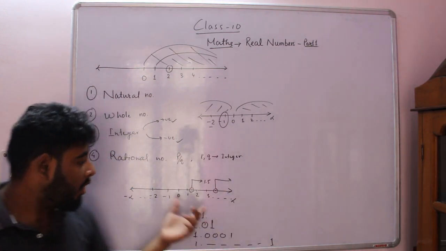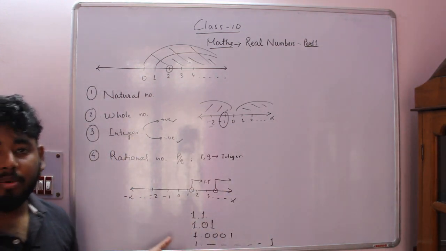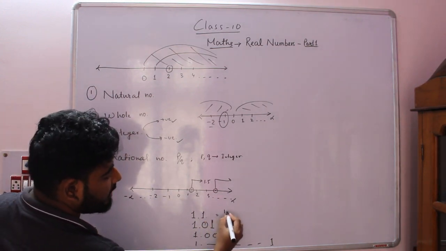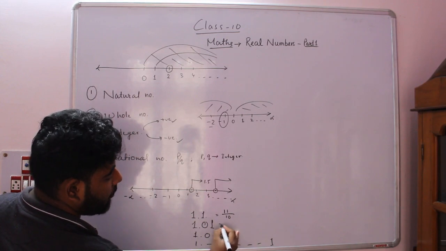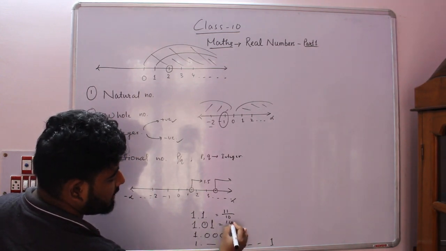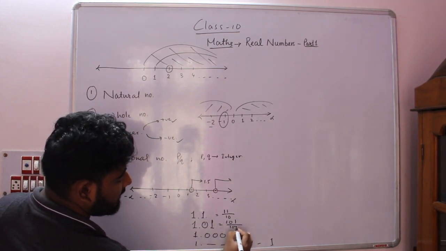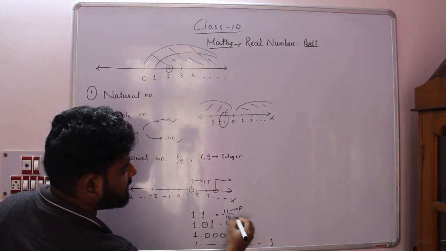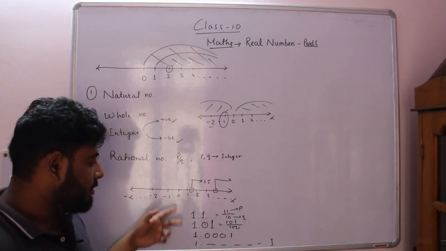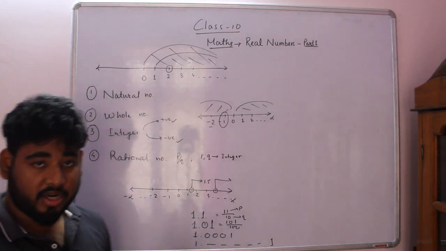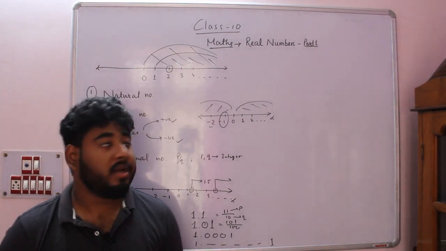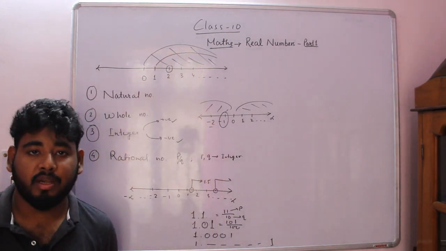All these numbers you can represent in the form p by q. 1.1 can be written as 11 by 10, and 1.01 can be written as 101 by 100. So this is your p and this is your q, right? These numbers are called rational numbers. So then, the chapter is real numbers. What is a real number?